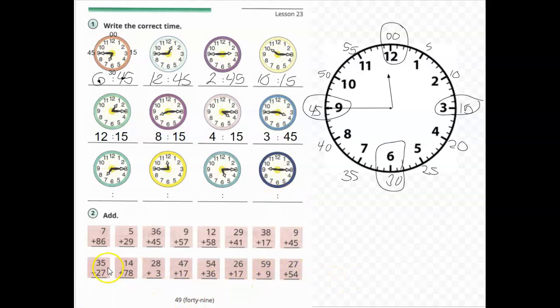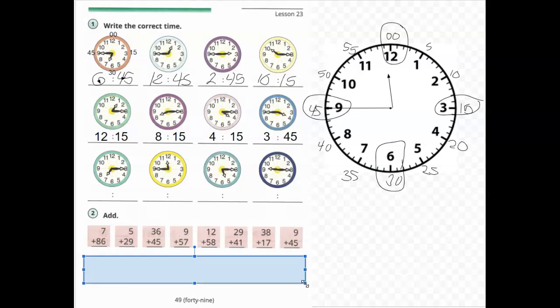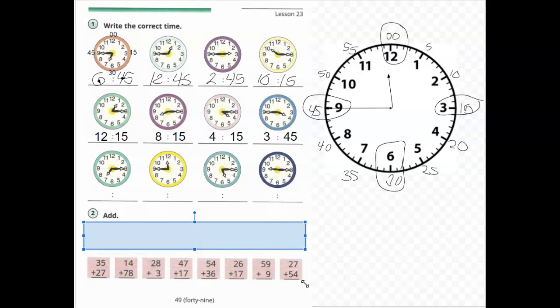Now down here, we're just practicing our addition some more, okay? And once again, this time we are only going to do the bottom row. Okay, so to do the bottom row, remember to start with your ones column, carry. So let's talk about that.